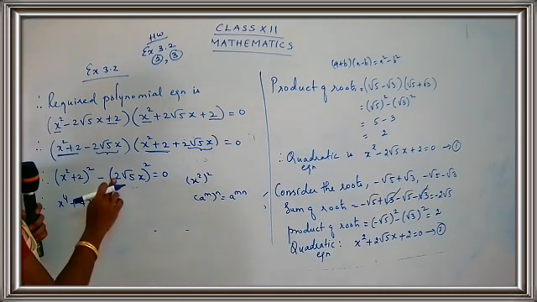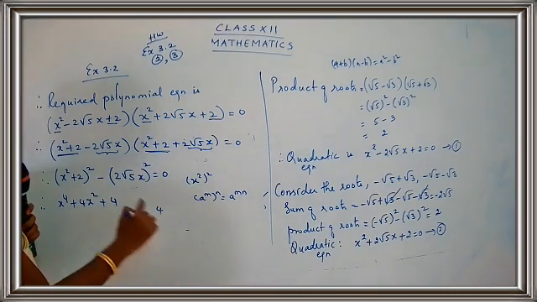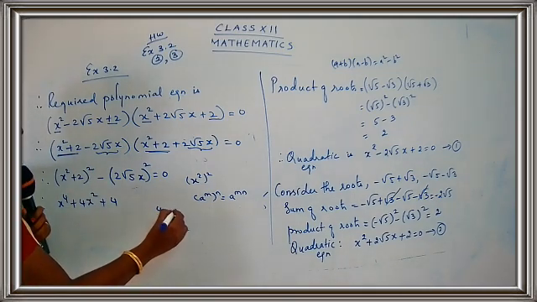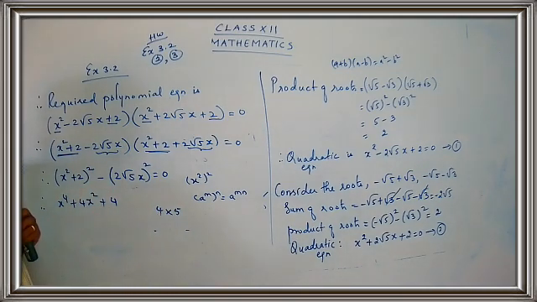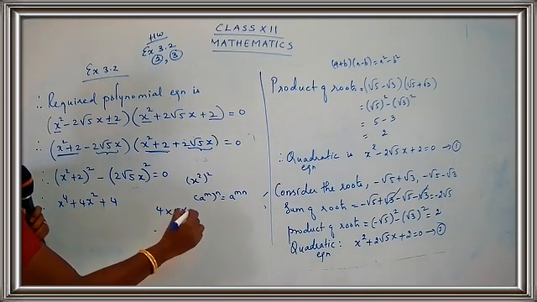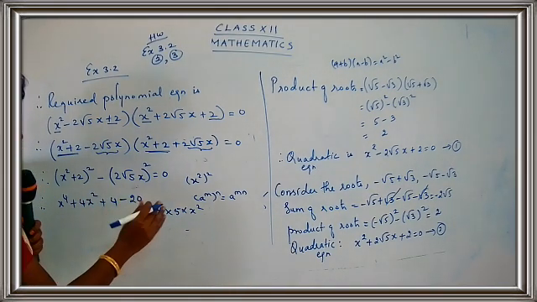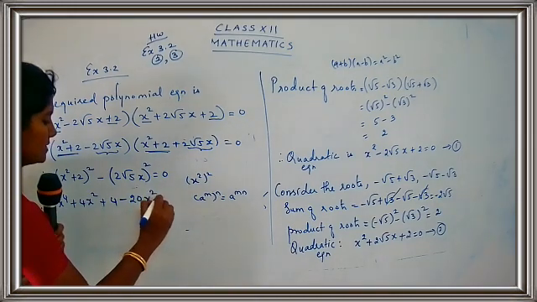Let's come to this one. 2 square, 4 done. Root 5. What is root 5 into root 5? 5. Do not get confused, children. Do not write 25, that will be totally wrong. Root 5 into root 5 is 5, and x is here, so x square. So what do you get here? Minus 20x square is equal to 0.